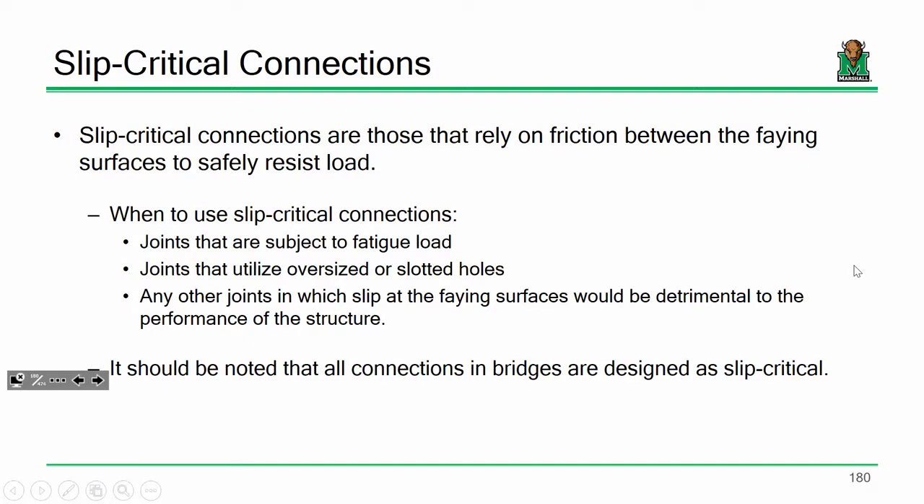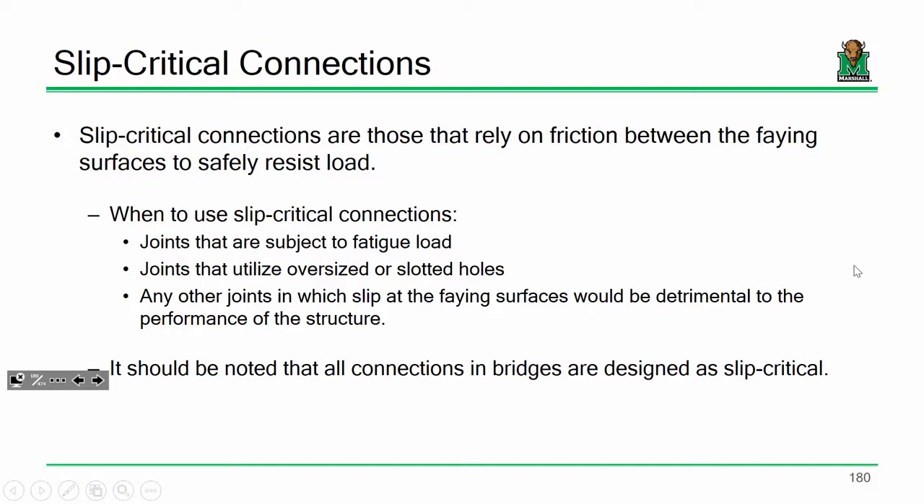In other words, if I'm in the lab and I've got two plates sandwiched together with a slip critical bolt and I yank on it, I'm probably going to fail that frictional force before I fail the bolt. Does that make sense? I can only get so much friction, so it's a little weaker in that regard. All right, sound good? Yes, sir.